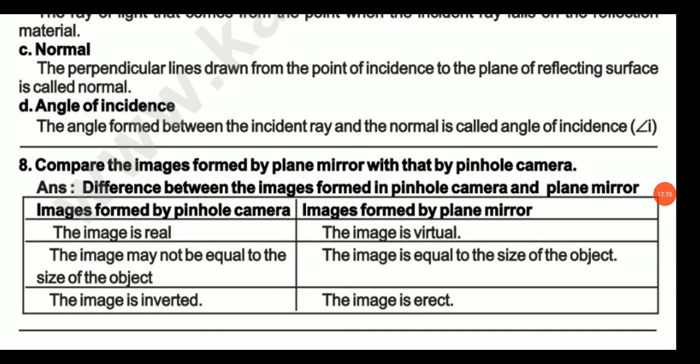The image is inverted. In a plane mirror, the image is equal in size to the object. The image is equal to the size of the object. The image is virtual, the image is erect.